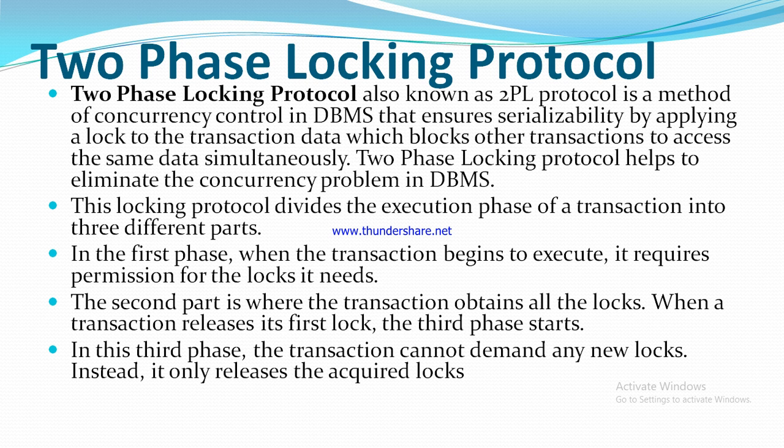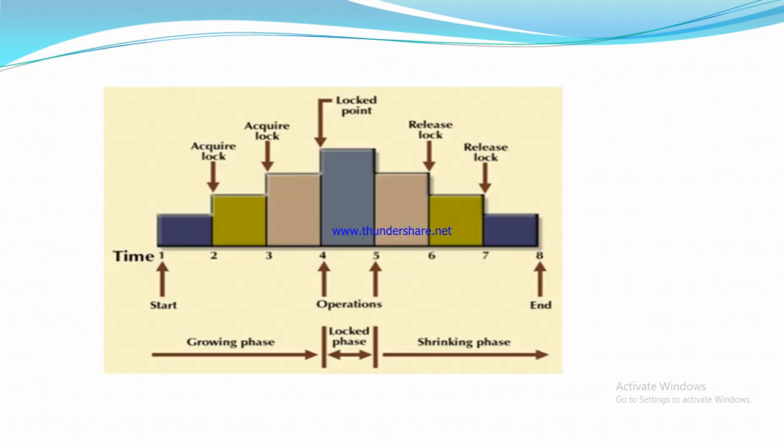At that time the next process, after acquiring the permission, goes to the second phase. So when the first transaction is in the second phase, the second transaction is in the first phase. If the first transaction is in the third phase, then the second transaction goes to the second phase. Like that, one by one, serializability can be achieved in this two-phase locking protocol.